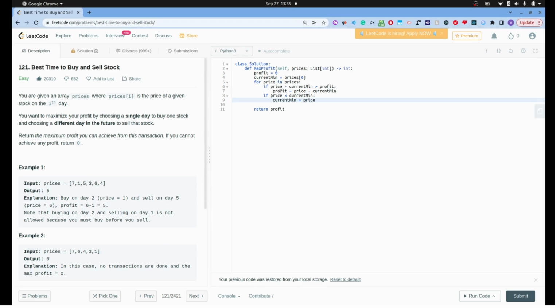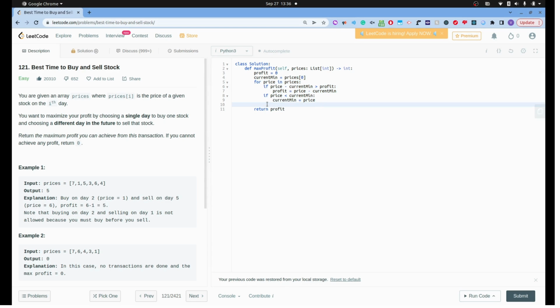So price, which is 6, minus current minimum, which is 1. So 6 minus 1 here. If that's greater than profit, then profit is going to be set to price minus current minimum. So since 6 minus 1 is 5, profit is going to be 5. So that's how we're going to calculate profit. And by the end of the for loop, the highest profit we can get, we're going to return that.